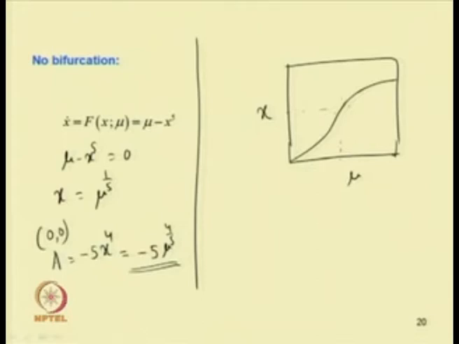So, this 0 0 point, though it is hyperbolic, is not a bifurcation point, as there is no change in stability or no change in the number of solutions of the system. So, this is all about the static bifurcation point.